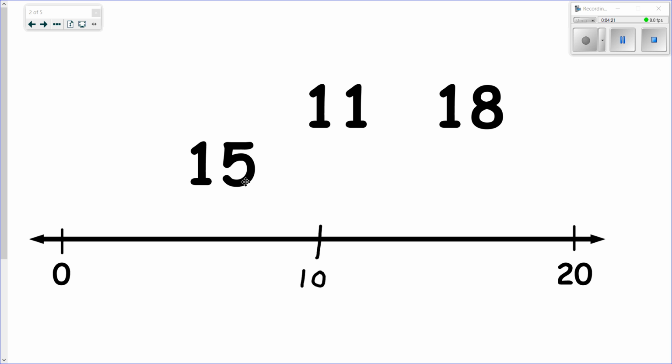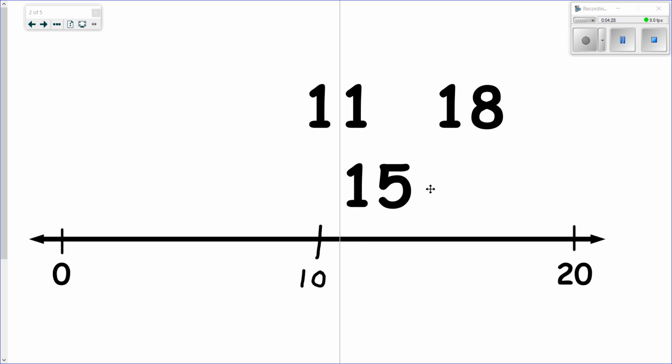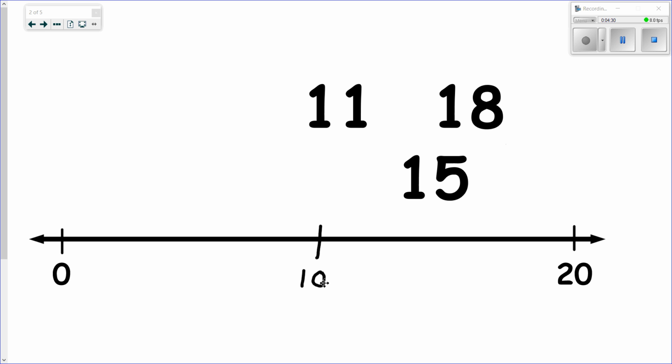Now, 15 is not going to go over here between 0 and 10 because 15 is greater than 10. Now, we know that 15 is between 10 and 20. Whereabouts would it be? If you remember from the last one, the midway between 0 and 10 was 5. And if you look at this number here, 15, you'll probably see that 15 is exactly between 10 and 20. It's the middle number. So we're going to put it right in the middle there.